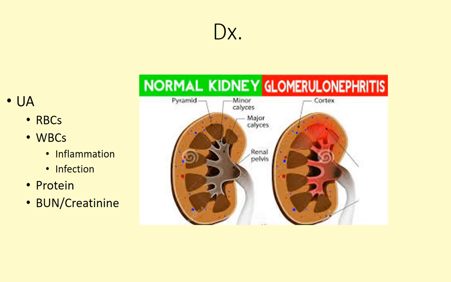So for diagnostics, you're going to do a UA. The UA will actually show red blood cells, white blood cells, which is an indication of inflammation and infection, and it will also show a high amount of protein in the urine because the kidneys can't necessarily break it down and utilize it the way that they should. And because the kidneys aren't excreting the byproducts, the BUN and creatinine are going to increase.